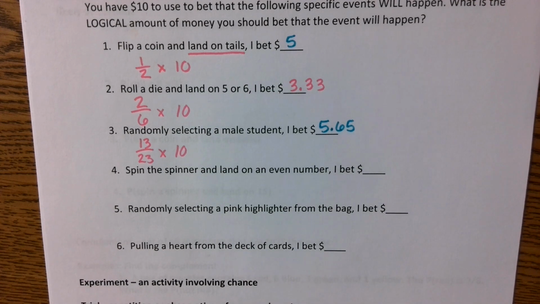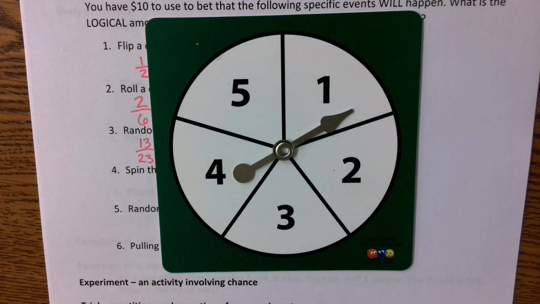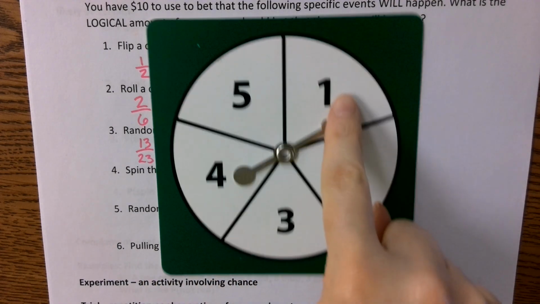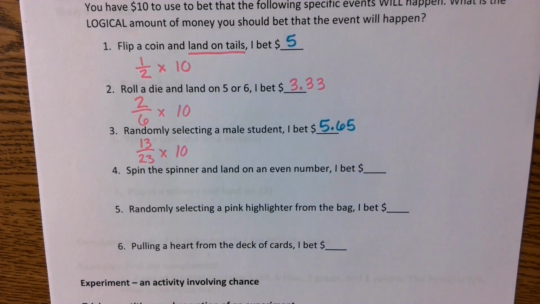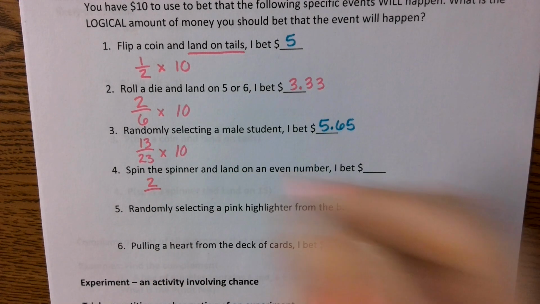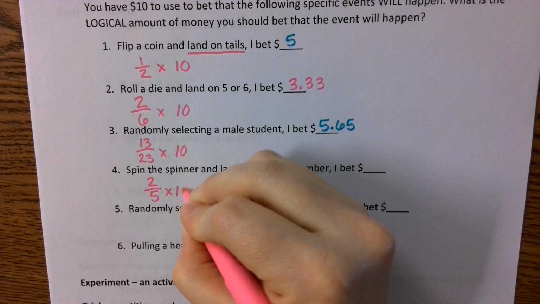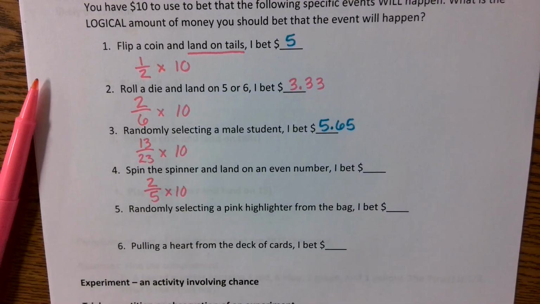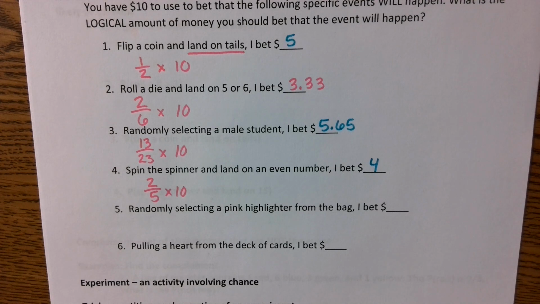So how many numbers were on my spinner? 5. How many of them were even? 2 of them, right? The 2 or the 4. The 2 or the 4 is considered to be even. So we have 2 possibilities out of 5 total numbers. So we're going to multiply that by 10, and you would be able to bet $4. $4 would be a safe bet that if the event happened, great, you get $4. If it didn't, then fine, you only lost $4.